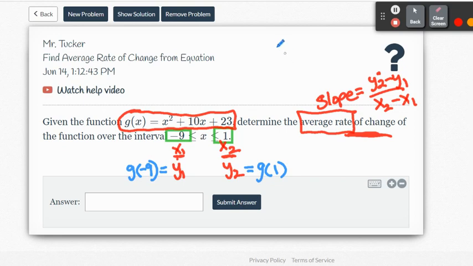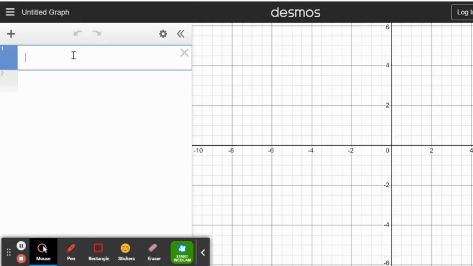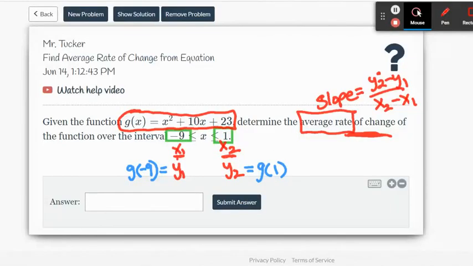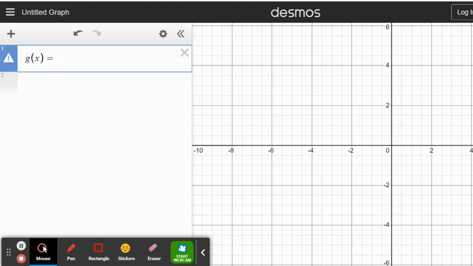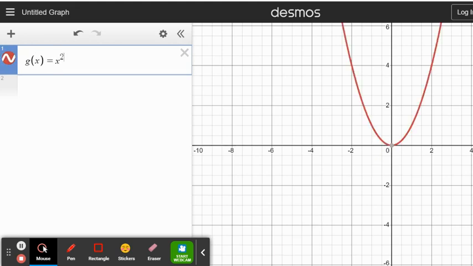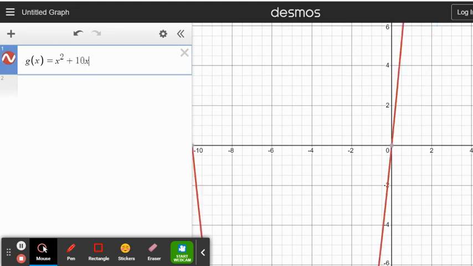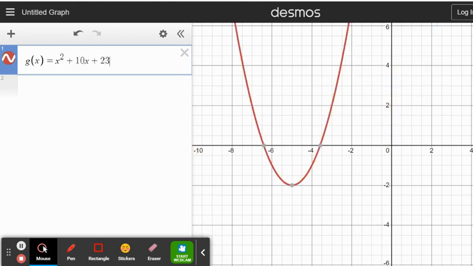So to do that, I'm going to show us how to use Desmos to have success on finding the y heights. The easiest way through this is you just go ahead and go to Desmos and you type, since we're doing the g function, g of x equals exactly what we have, which is x squared plus 10x plus 23. And it graphed it for us, but the graph isn't the point.